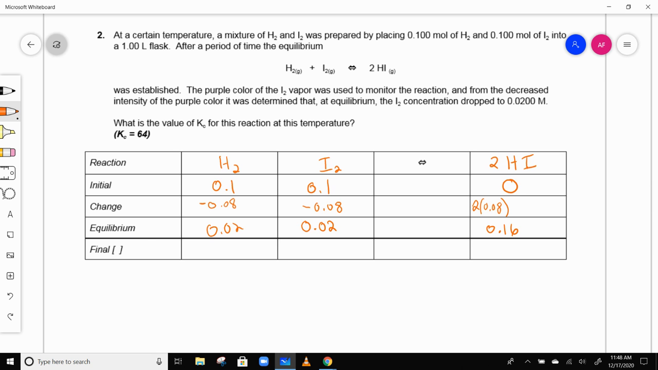So we know this goes down to 0.02. That means it lost 0.08 molar. Both of them lose it because if one goes down, the other one goes down by the same amount. And then this one goes up by twice that change. That's why we get that 0.16. Okay, so these are the equilibrium concentrations of those.